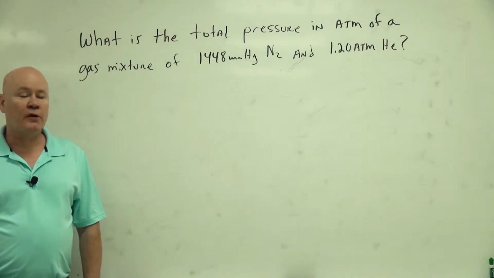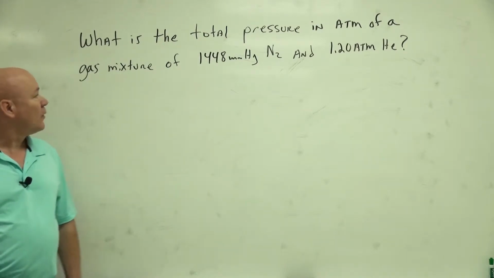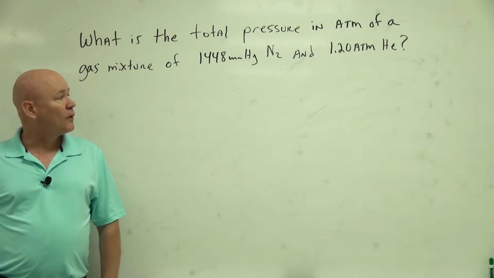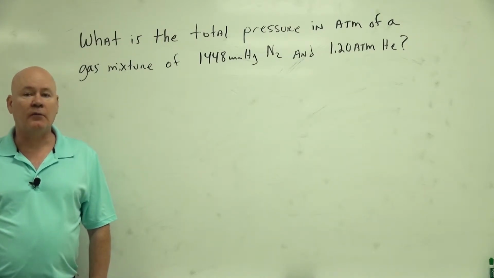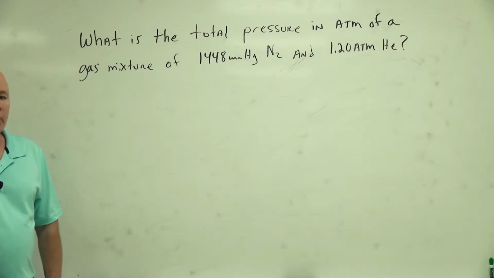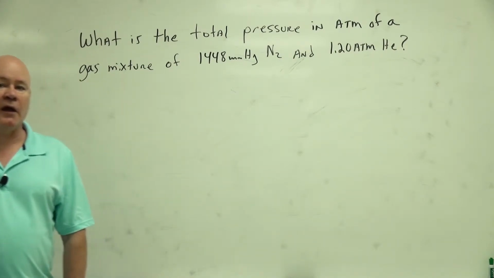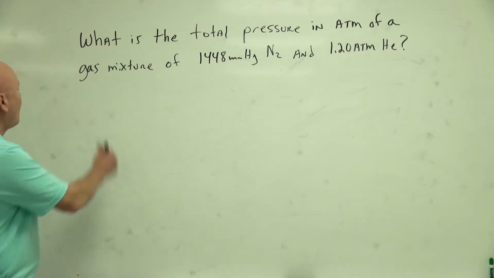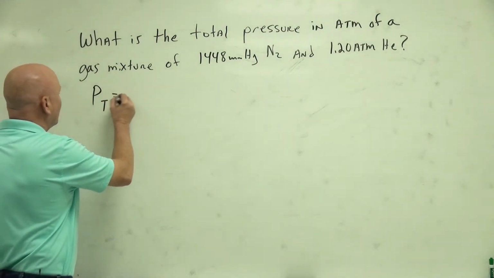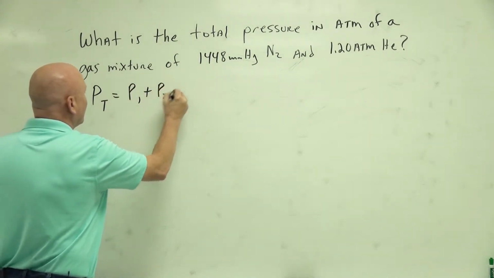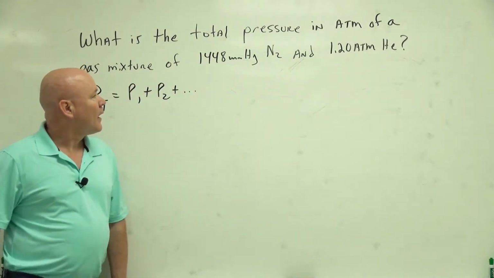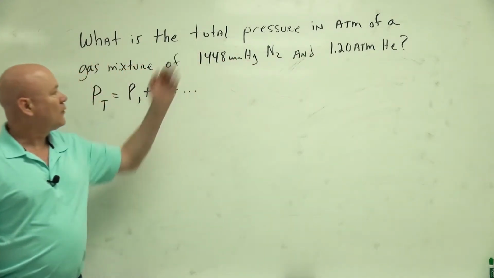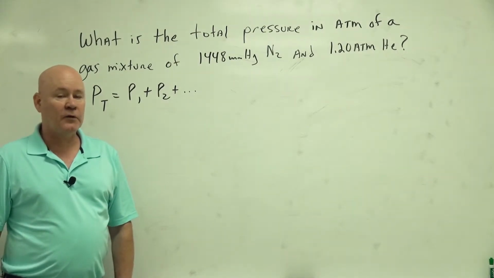What is the total pressure in atmospheres of a gas mixture of 1,448 millimeters mercury nitrogen and 1.20 atmospheres helium? Now this is a Dalton partial pressures problem because we're trying to add two pressures of two different gases to get a total. The formula that we're using is P total equals P1 plus P2 plus whatever. So I need to add up these two pressures to get the total pressure.